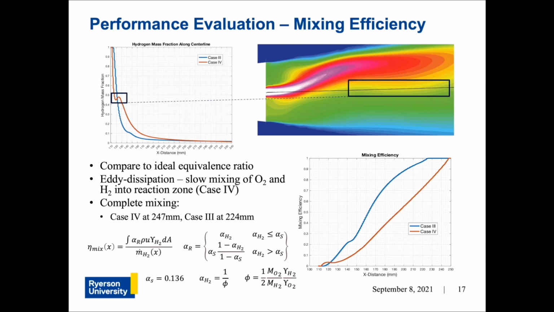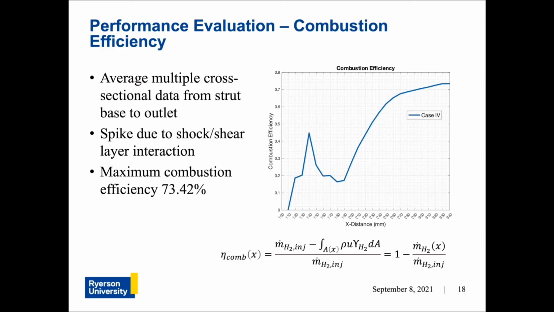Since the eddy dissipation model has a gradual transition from larger recirculation to small-scale eddies, the mixing propagates further downstream and is reached at a further distance of 247 millimeters than in case 3, which occurs at 224 millimeters. The flow properties are averaged across sections spaced 10 millimeters apart from the strut base to the combustor outlet.